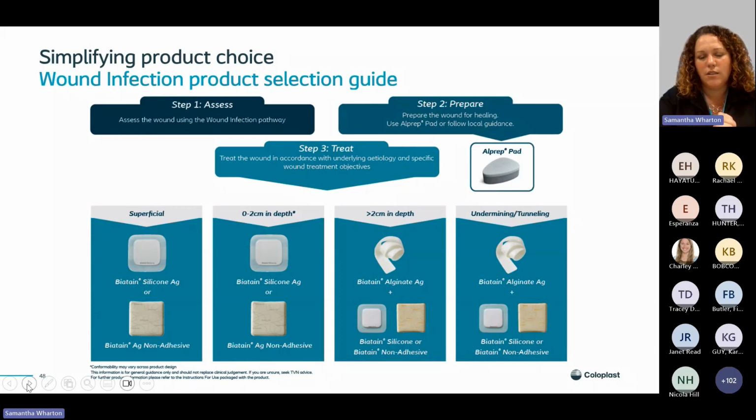the Biatain AG non-adhesive. If the wound's larger than 2 centimeters or has any undermining or tunneling, then you would pack or fill the area with the Biatain Alginate AG, and then use your Biatain Silicone or Biatain non-adhesive on the top. So you don't need to use an AG silicone or non-adhesive, because you're getting your silver active agent from the Biatain Alginate.